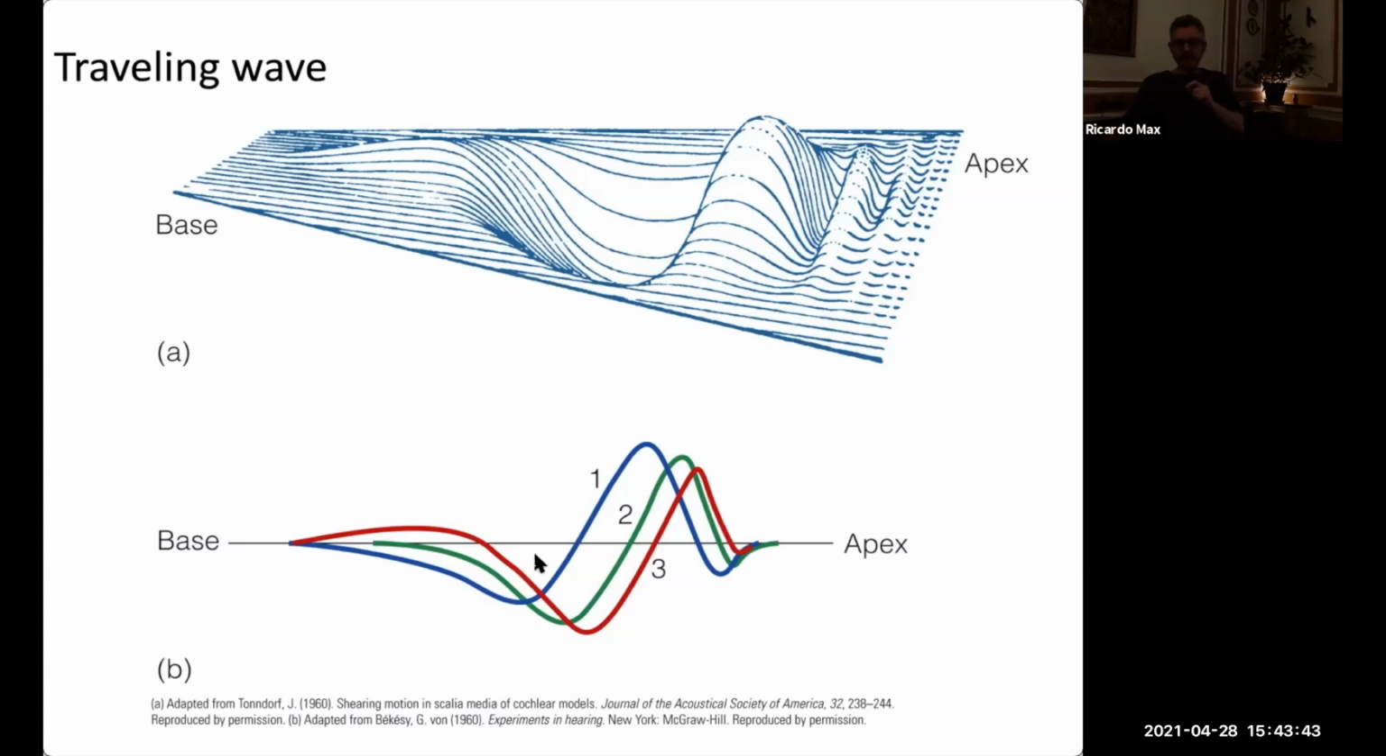Now, what happens here, we see on the bottom different time points of the vibration of the membrane. So the wave moves from left to right, but at each point the part of the membrane remains in the same position.